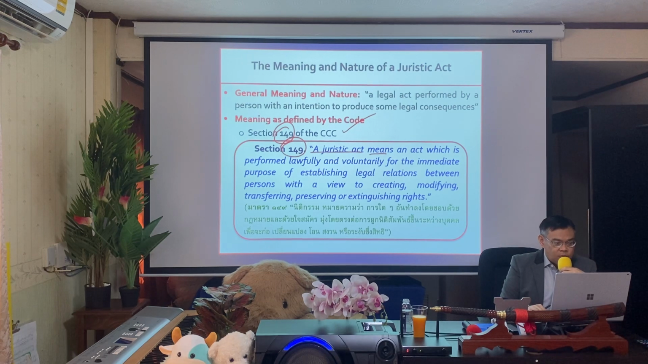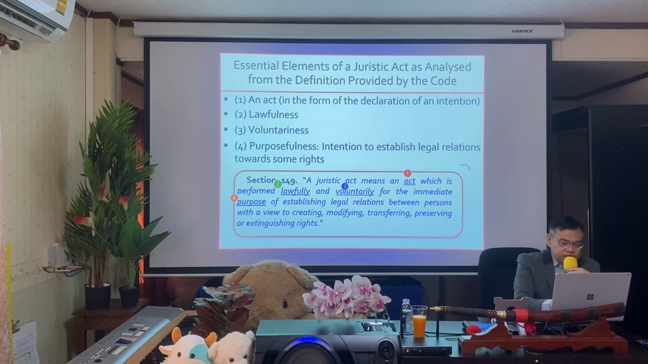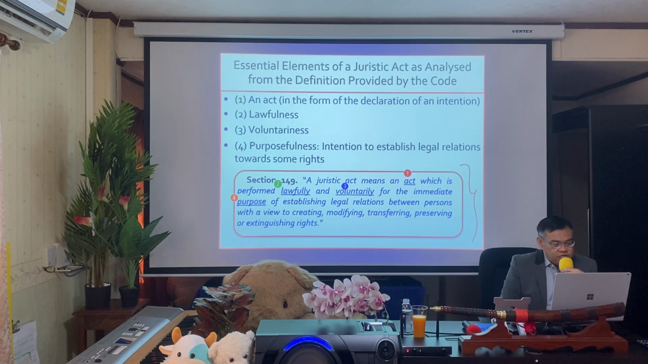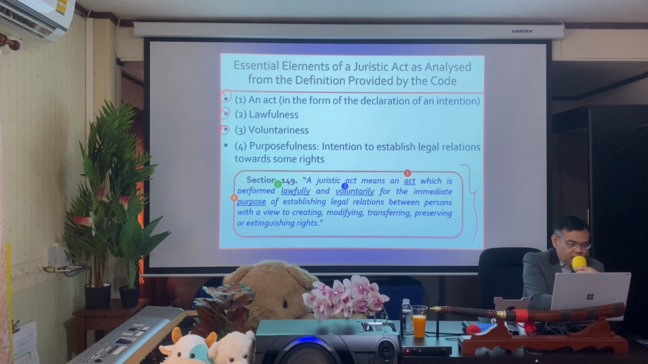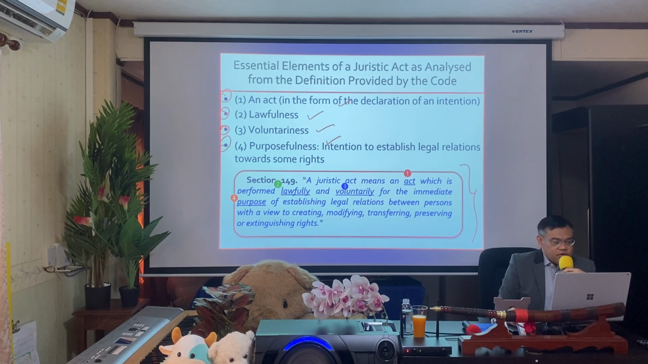From this definition, we are going to look at the crucial elements of a Juristic Act as mentioned in Section 149. We can see that there are in fact four crucial elements of a Juristic Act: 1, 2, 3, and 4. The first one is an act in the form of the declaration of an intention. The second one is lawfulness. The third one is voluntariness, and the last one is purposefulness.